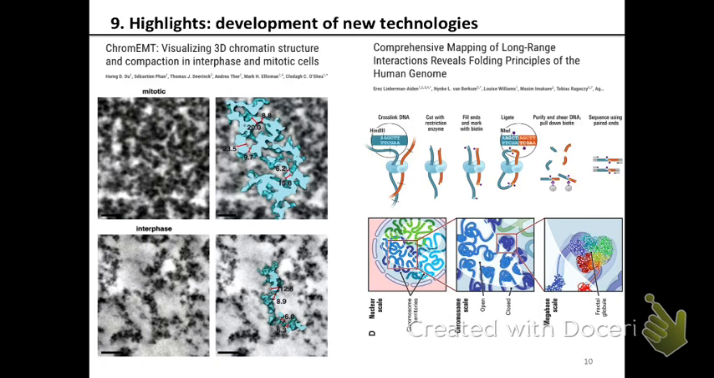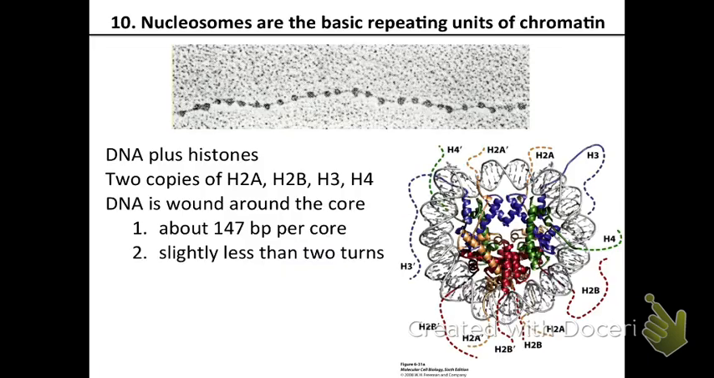That's super exciting, but let's start with the basics, okay? The basic unit of chromatin. The basic unit of chromatin is called nucleosomes. These are the repeating units of chromatin, that is the basis of these beads on a string chromatin fiber.